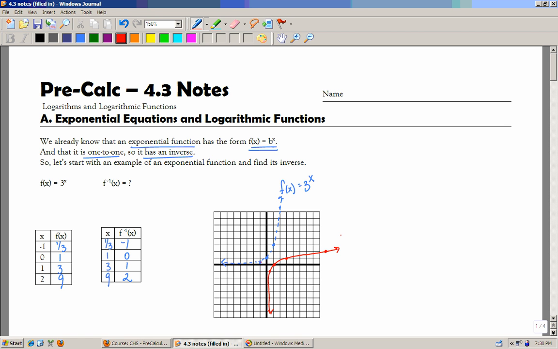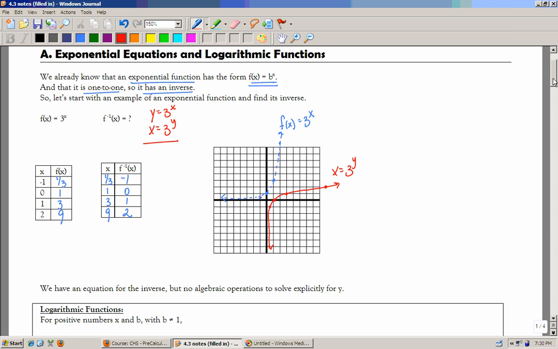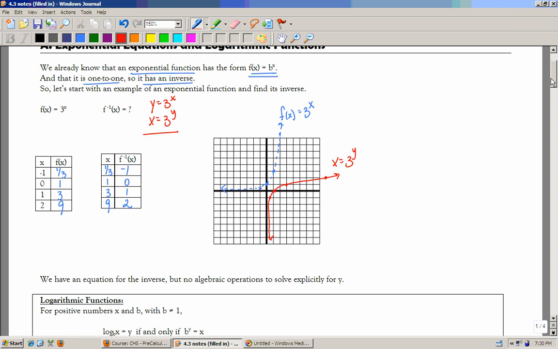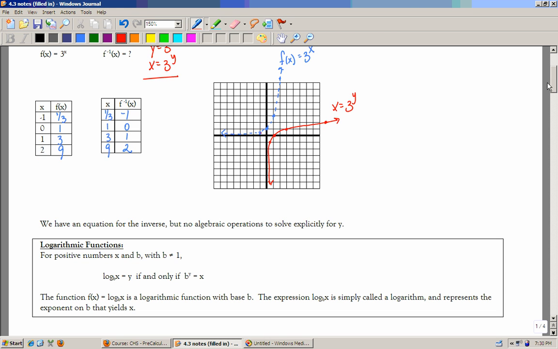Now if we look at this function and we solve it the way we normally do with our solving for an inverse, we switch the x and the y, so it was y = 3^x, now it's going to be x = 3^y. That is our new equation. However, we don't have a way to solve this by algebraic operations. So in order to make a solution for that, we can use logarithms.